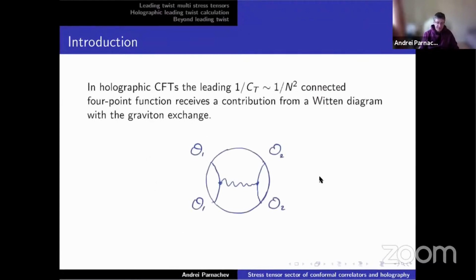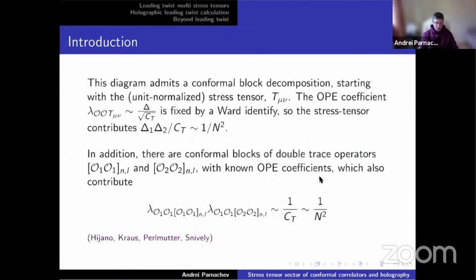Now, in holographic CFTs, the leading 1 over C_T contribution to a 4-point function, or currently the leading 1 over N squared contribution to a 4-point function, receives a contribution from the following diagram, where we have O1, O1 here, O2, O2 here, and we have a graviton exchange between them. So this diagram, which, as I said, is 1 over N squared, admits a conformal block decomposition. And since there is a graviton exchange, you may think that one term in this conformal block decomposition is just a stress tensor. And indeed, the stress tensor is there.